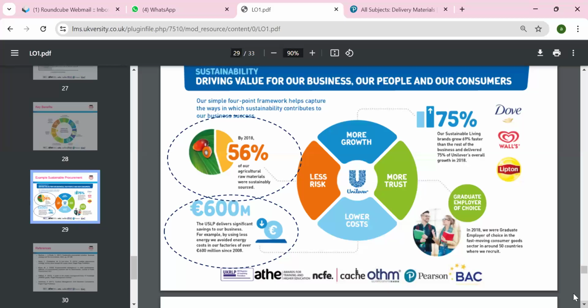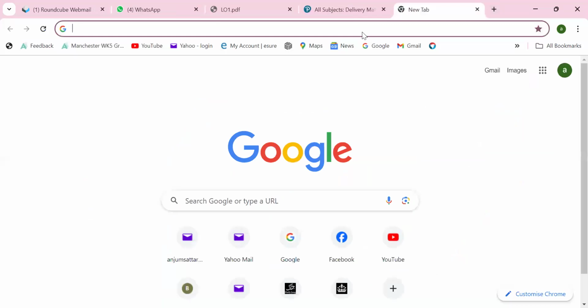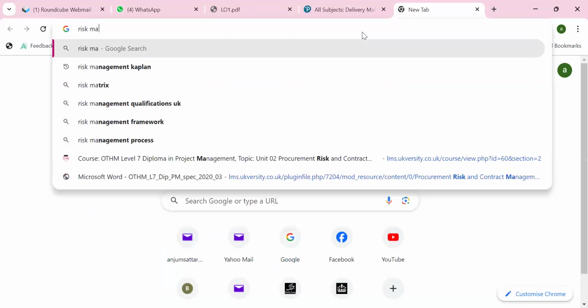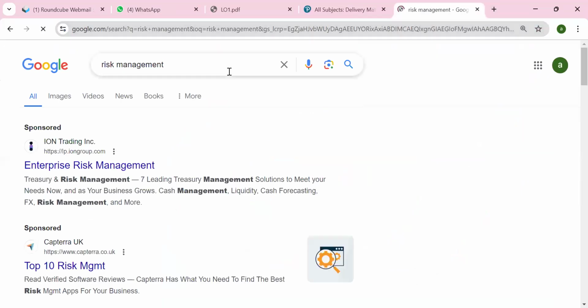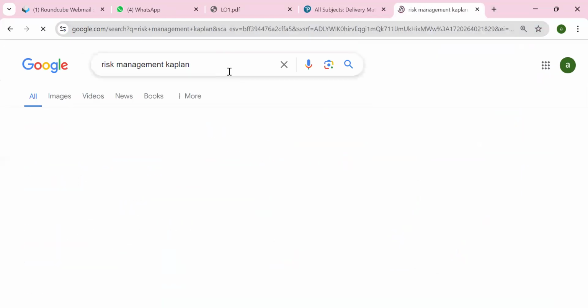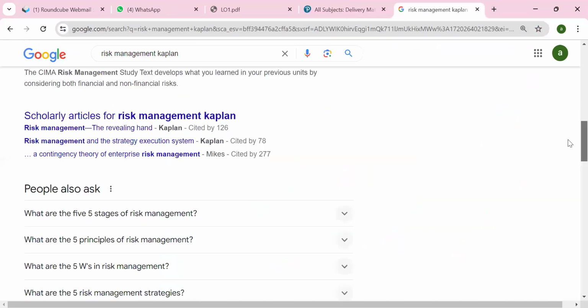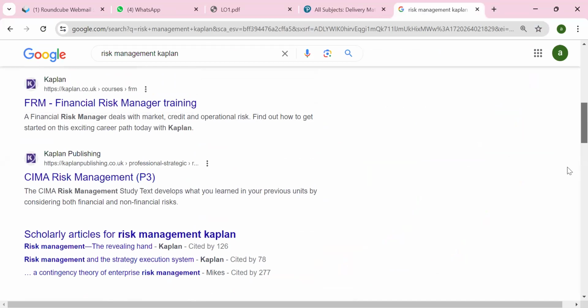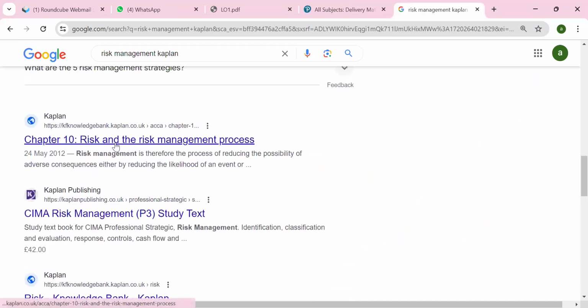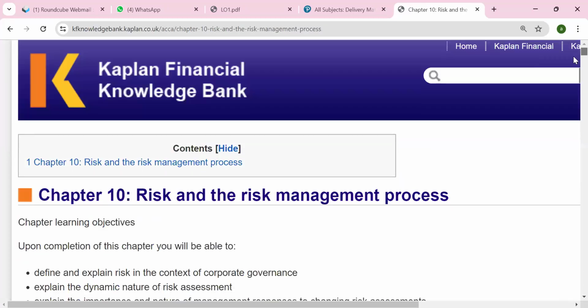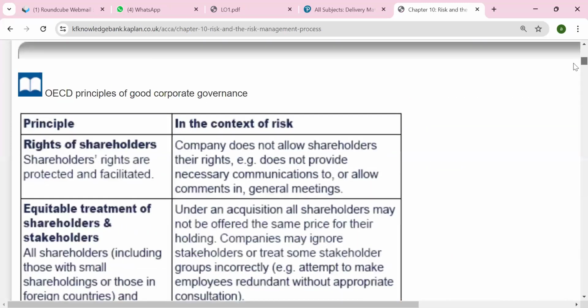Okay, guys. Other than that, I'll show you, if you want to look around a few bits, risk management. What you can do is type risk management, and next to that Kaplan. Kaplan is a publisher. It's quite good to look at the risk management Kaplan resources. Here it is called the KF Knowledge Bank. I hope you can see it. That's quite good to look at, and it helps you with your learning. So that's risk management. Within that we can look at the types of risk.